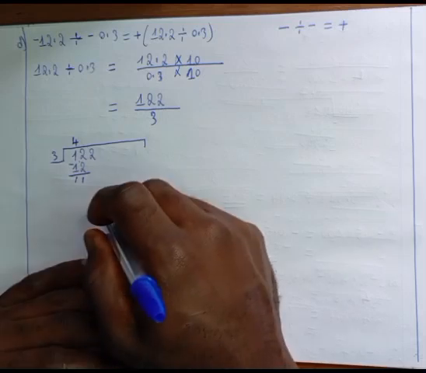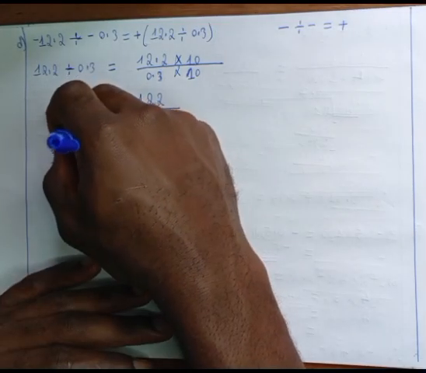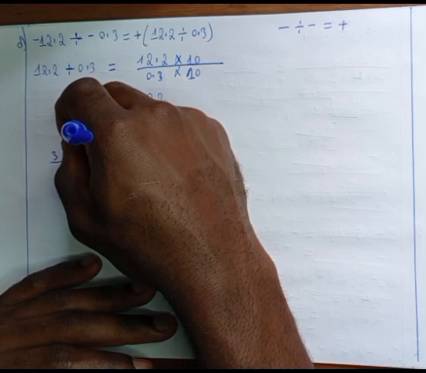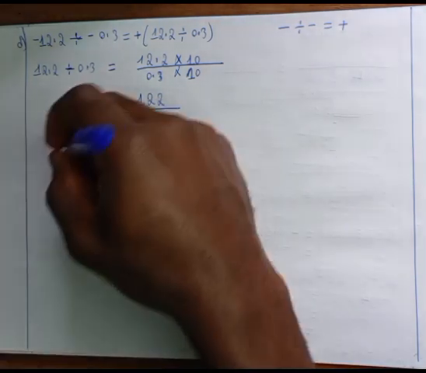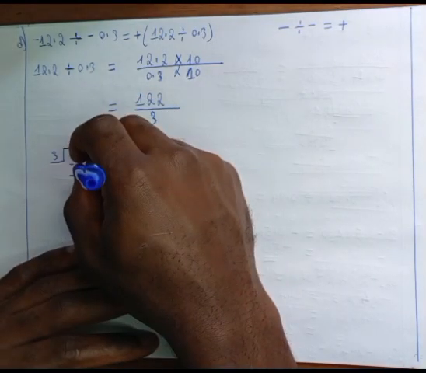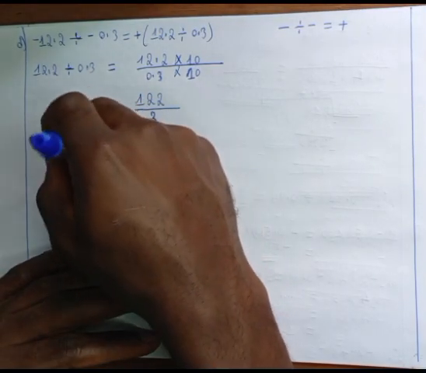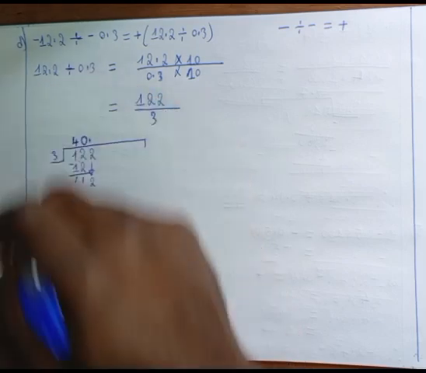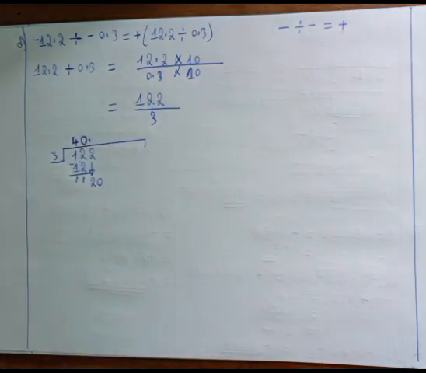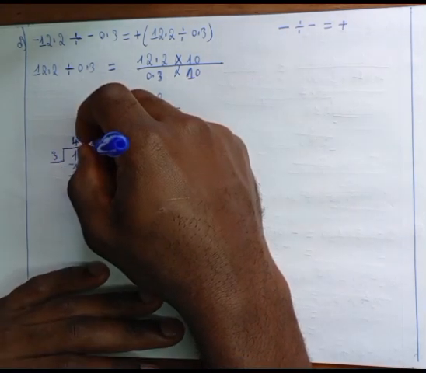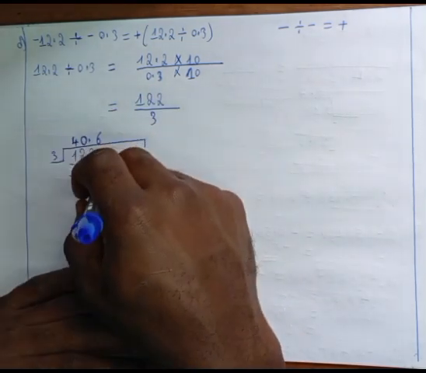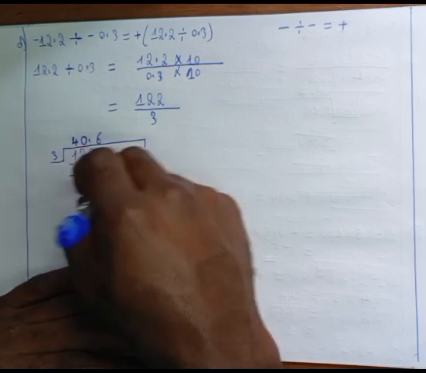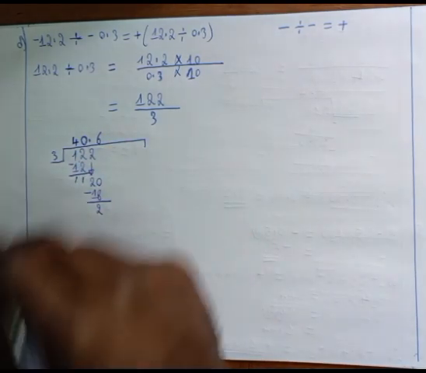Now for the second place value, we are going to fix a 0 here, because when we perform the subtraction, the second place value will disappear too. Now we are left with 2. We are going to bring down 2. 2 is less than 3, so we are going to fix a decimal point here. Then we attach a 0 to the number 2, which gives us 20. 20 divided by 3 gives us 6. 6 times 3 gives us 18. We subtract. 20 minus 18 gives us 2, which is less than 3.